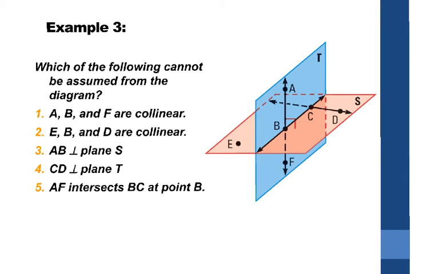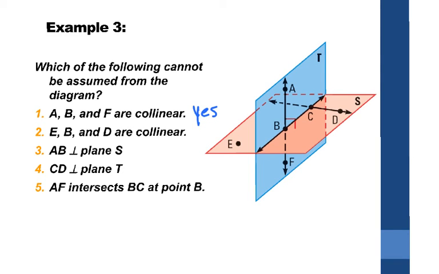Okay, last example I have here, we're just going to find which of these statements we can or cannot assume to be true from this given diagram. Okay, so let's look at this. We have one here: A, B, and F are collinear. Let's see, A, B, and F. Can we assume that A, B, and F are collinear? Well, they lie on the same line, so yes. I'm just going to write it out here. Say yes, that is true.